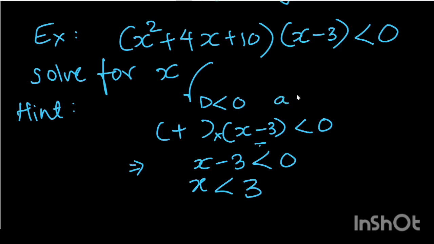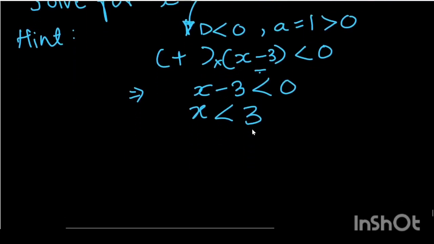When the discriminant is negative and the coefficient of x square is positive, the quadratic expression is always positive, and accordingly we can solve an inequality.